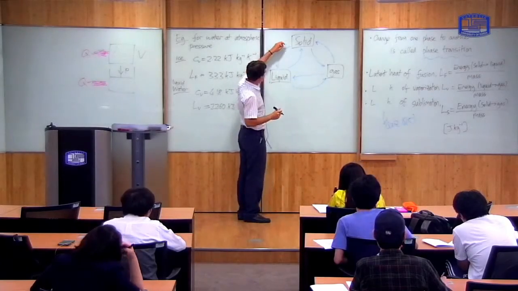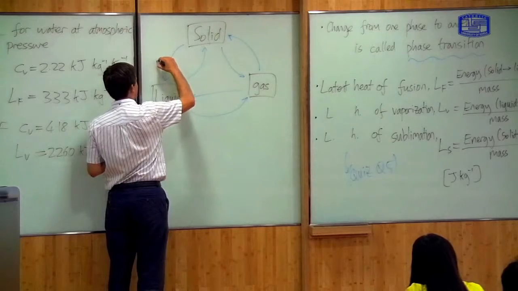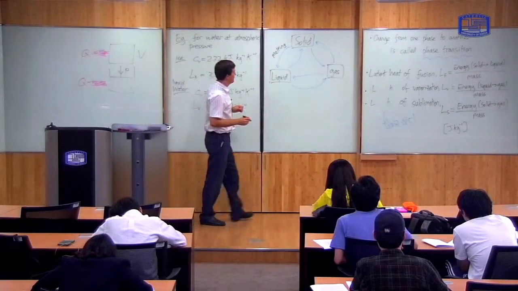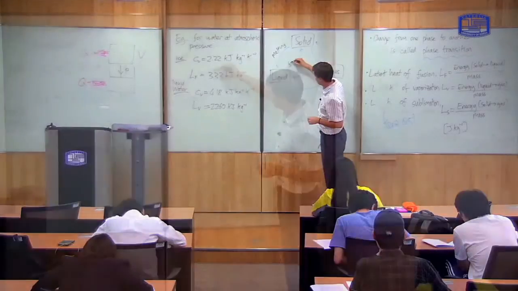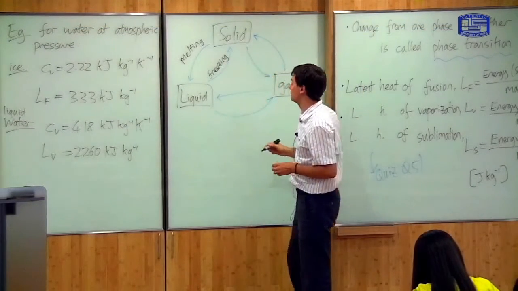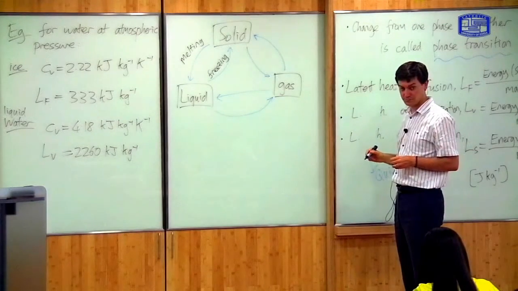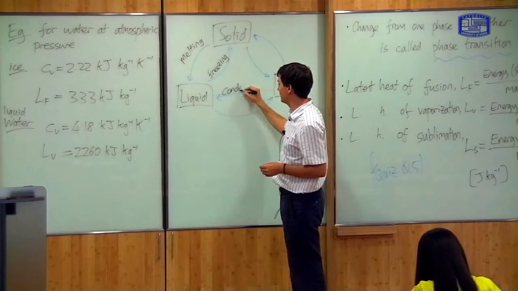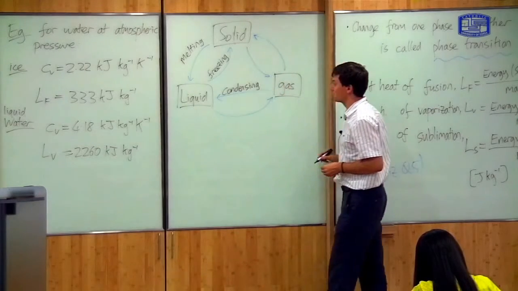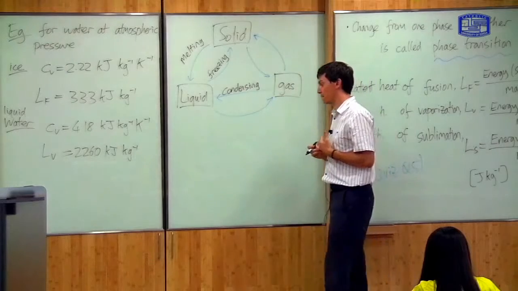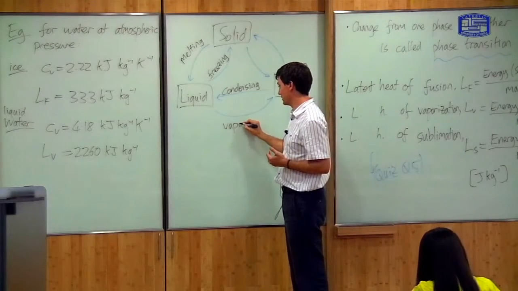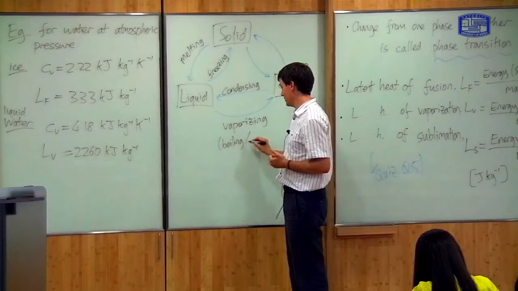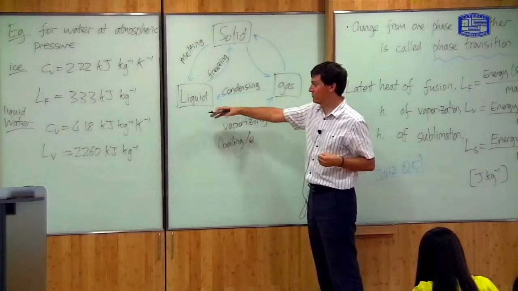So, the first ones we already talked about, when a solid turns into a liquid, this is called melting. A liquid turning into a solid is called freezing. Then a gas turning into a liquid is called condensing. A liquid turning into a gas is called vaporizing. But you also see the terms used, boiling and evaporating, which are different processes, but both involve the change of a liquid to a gas.